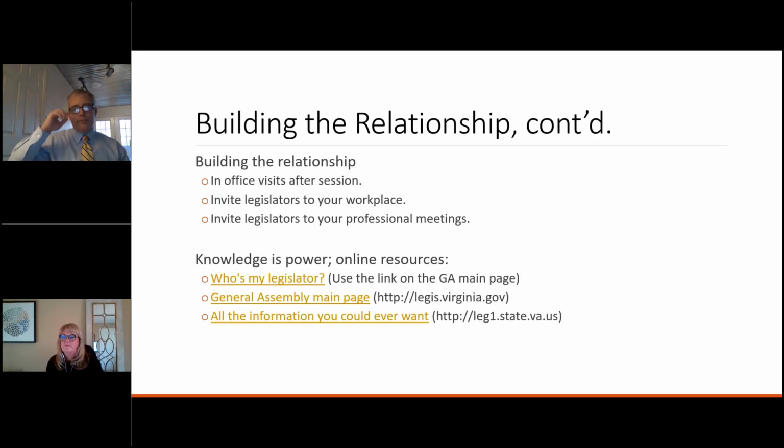So a couple of ways you can build a relationship: in-office visits after session. Those are great because during session, that's great too, but you're going to have 10, 15 minutes with them, and they're going to have 5 people to talk to after you leave. So if you can do it after session when you get 30 minutes or an hour with a legislator, that helps a lot. Inviting legislators to your workplace, we've already talked about that, and invite legislators to your professional meetings, right? Legislators like doing that also. They like meeting a wide range of people that can possibly vote for them or have an organization that is supportive of them when it's time for them to run for reelection.